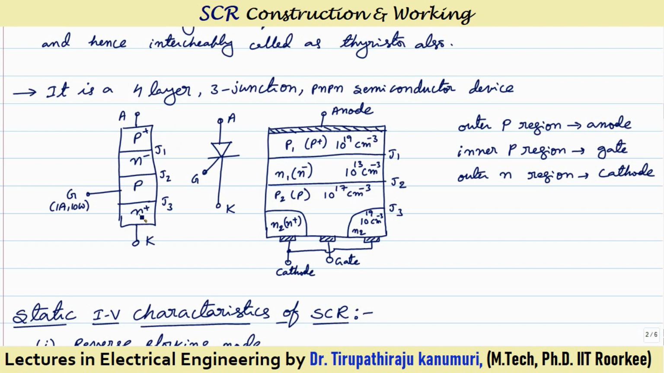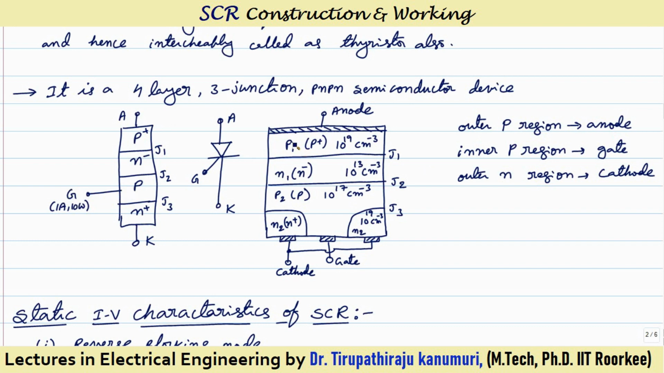Out of all these layers, the outer P region is considered as the anode. You can see this P region I am taking as the anode, and from the outer N region we take the cathode, and from the inner P region we take the gate.